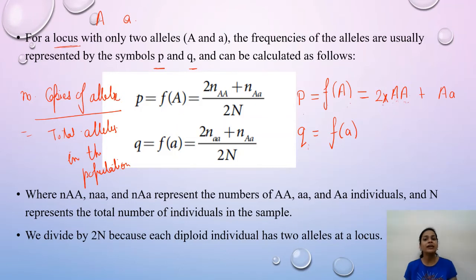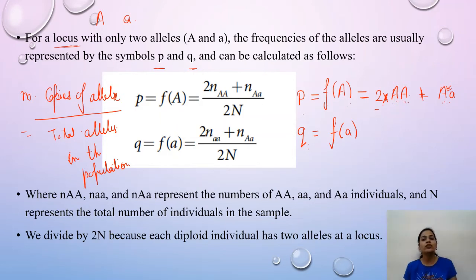We will multiply it. Sorry, we will multiply it with 2, and we will just add the number of heterozygous. Here we are not multiplying by 2. Why? Because in the heterozygote there are 2 alleles, but the 2 alleles are different. Okay, there is only one capital A. So that's why we'll just add up the number of heterozygous individuals as it is.